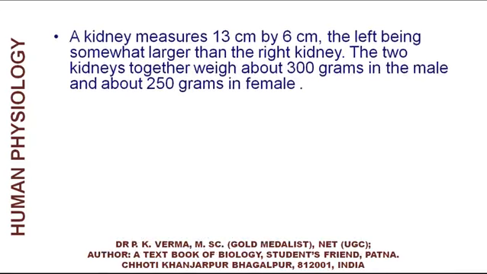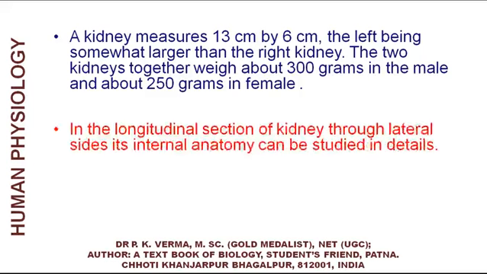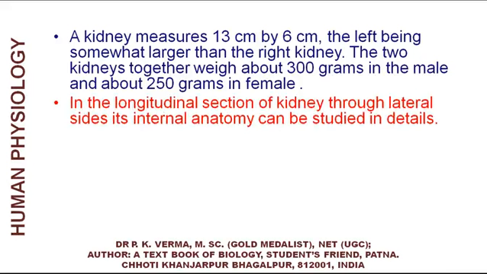A kidney measures 13 cm by 6 cm in size, the left being somewhat larger than the right kidney. The two kidneys together weigh about 300 grams in the male and about 250 grams in female. In the longitudinal section of kidneys through the lateral side, that is known as sagittal section, its internal anatomy can be studied in detail.